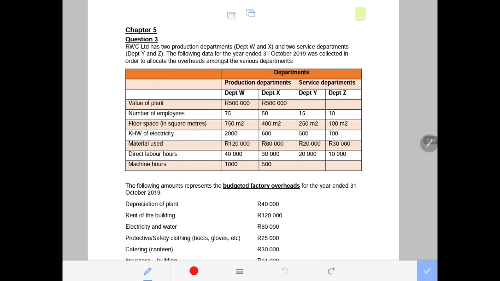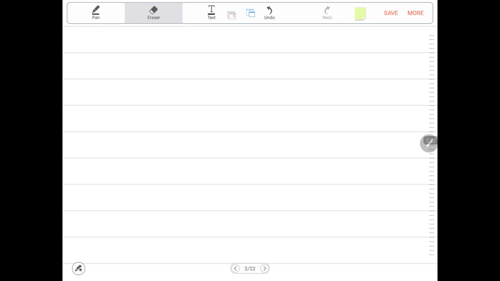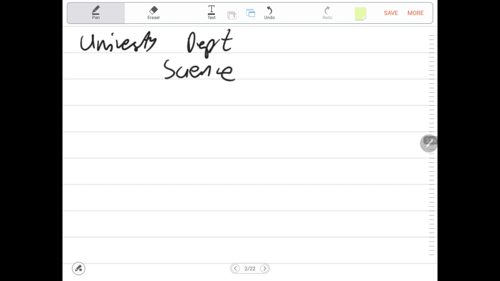Now let me just try to simplify what I'm saying. What do I mean about a service department or production department rendering its service to other departments? Let us just use an example of a university. Let us say we have this university, and this university has departments. We can have the Department of Science or Science Department. We can have the Department of Economics and Management Sciences. We can have the Department of Law and other main departments.